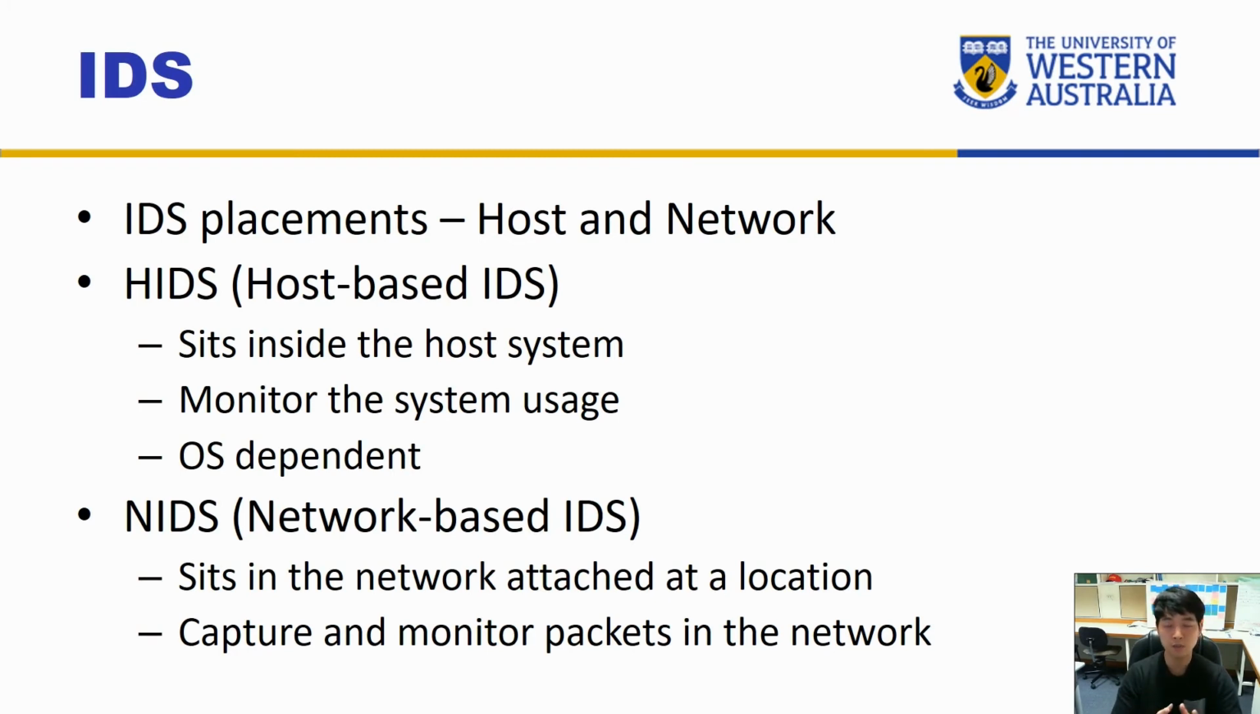Whereas network intrusion detection systems sit in the network attached at a location. There's also a few different versions of this where some packets, stream of packets, can be copied and evaluated by the network intrusion detection systems, or ones that have to go through the network intrusion detection system. So it really depends on the way it happens. But basically what they're trying to do is capture and monitor packets in the network. So it works similar to the firewalls, but it will have its own detection mechanisms implemented. So that's pretty much what I want to cover with IDS.